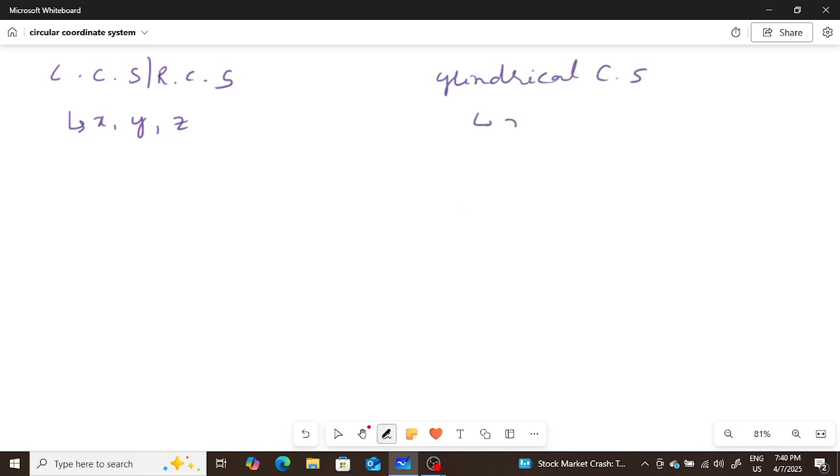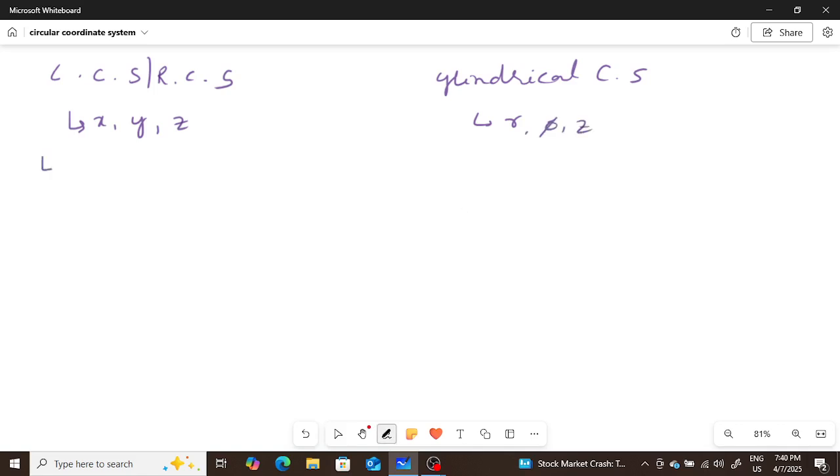So in the previous lecture we have seen about the cylindrical coordinate system, and already we have studied about the rectangular coordinate system, which is also called the Cartesian coordinate system. In the Cartesian or rectangular coordinate system, we have x, y, z. In the cylindrical coordinate system we have r, φ, z, right?